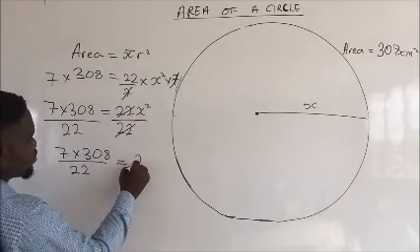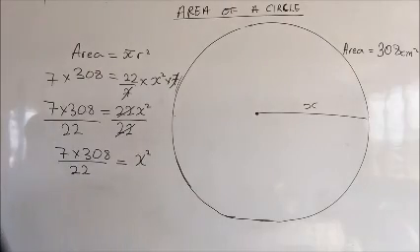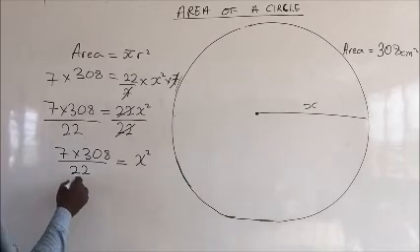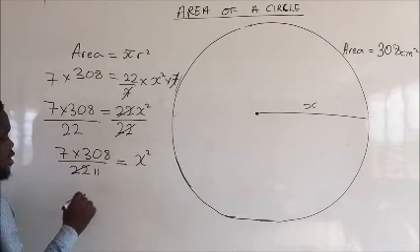All is equal to what? x squared. So this is what we have now. Let's start the breaking down. 2 goes here, 11.